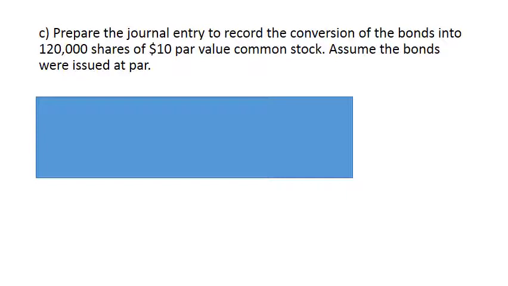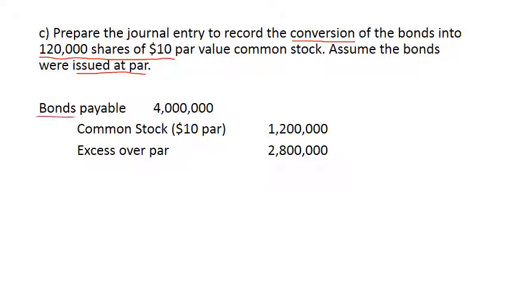And in this example, we are converting the bonds into stock. So the conversion is that we will take the $4 million of bonds and we're going to turn them into 120,000 shares of stock, and the stock has a par value of $10 per share. We're going to assume the bonds were issued at par. So we're going to have to debit $4 million of bonds, and we need to record 120,000 shares of stock. So the stock, you have to record it at a $10 par.